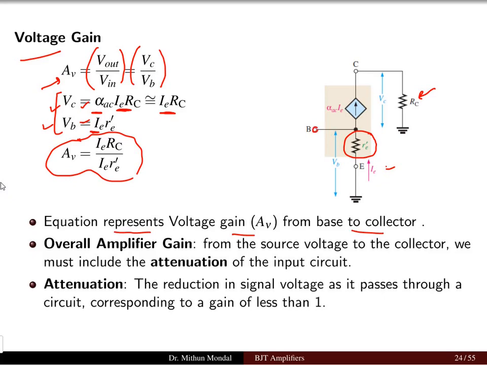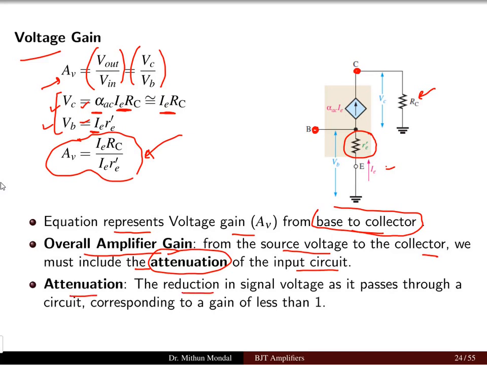Now here you can see this is the base, and here you have the collector. So what is the voltage gain from base to collector? If it is asked in the problem, we can directly use this expression. For the overall amplifier gain from the source voltage to the collector, we must include the attenuation effect also in the input circuit. Now, what is attenuation?